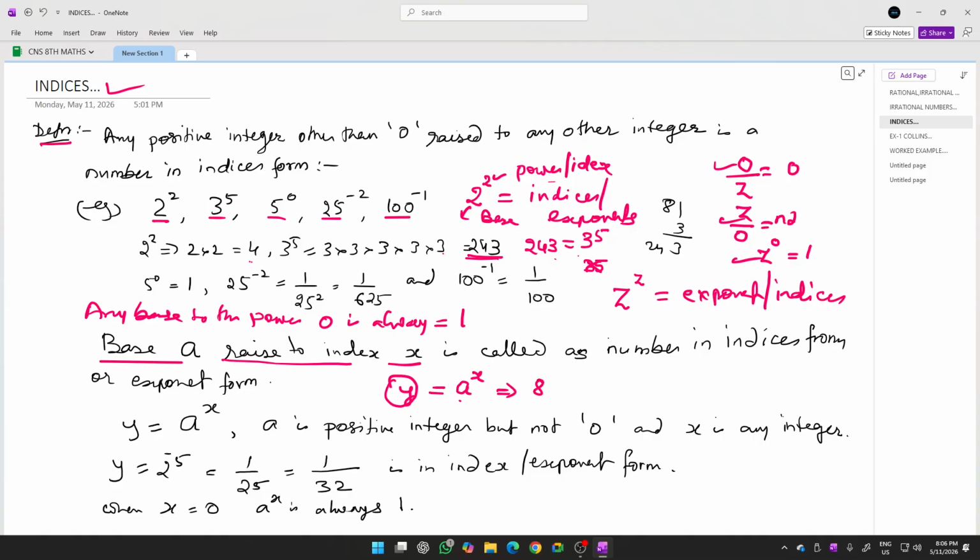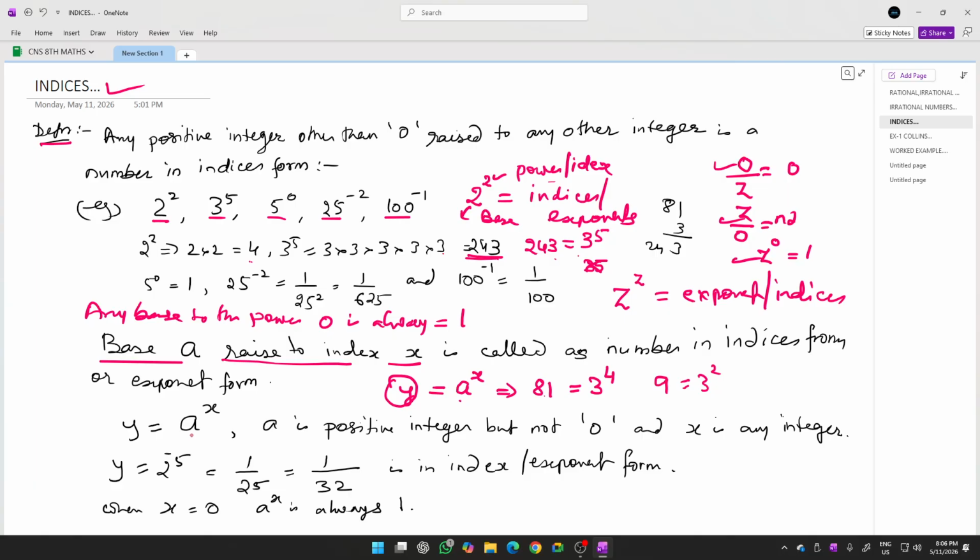For example, 81 is a number, and in the index form 81 can be written as 3 raised to 4. Both have the same value. 3 raised to 4 is also 81, and 81 can be written as 3 raised to 4. These are nothing but two alternate ways of expressing the same value of the number. So 81 can be expressed in the index form as 3 raised to 4, and 9 can be expressed in the index form as 3 raised to 2. So this is the meaning of indices.